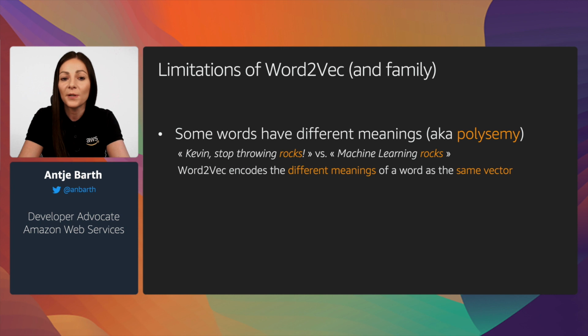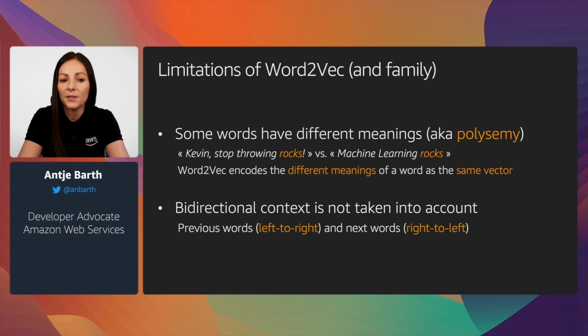For example, words have different meanings. So I could say, "Kevin, stop throwing rocks," and "machine learning rocks." And obviously the word rocks has completely different meaning in those sentences. But in word2vec and those algorithms, they would encode the different meanings as the same vector.